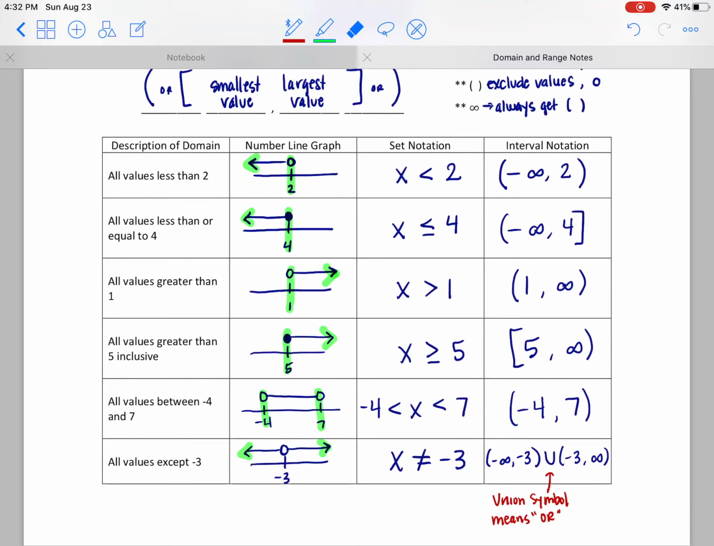Okay, so now that we have a little bit of practice writing the set and the interval, let's look at some actual cases where we have to identify our domain and our range.